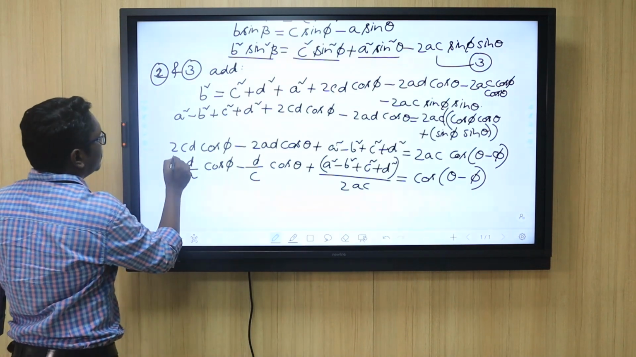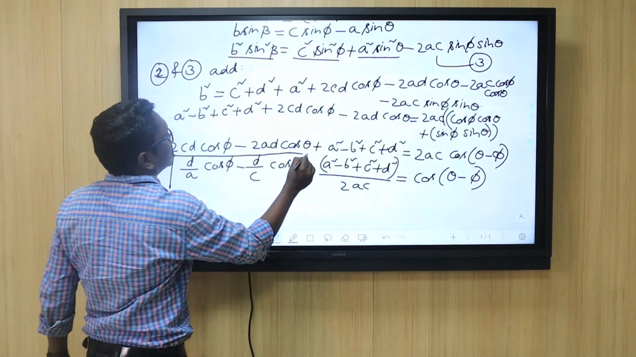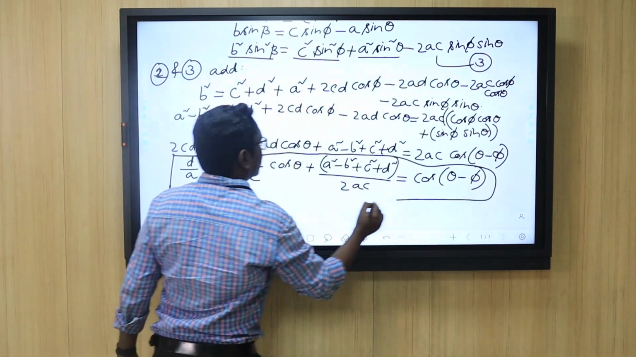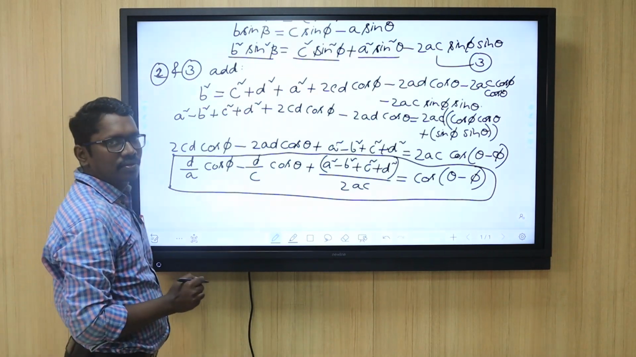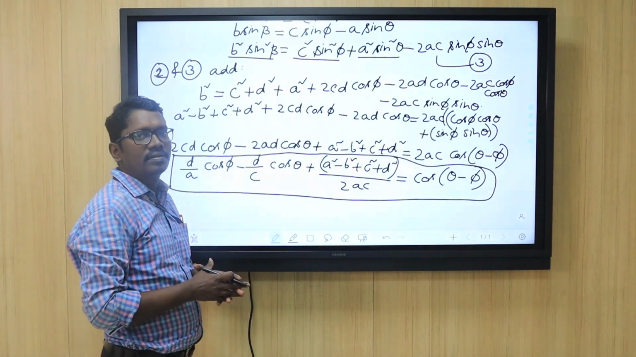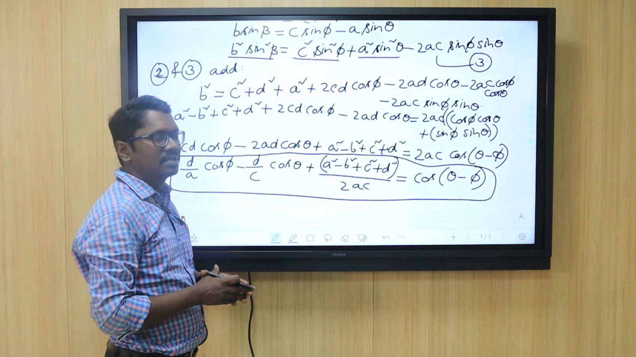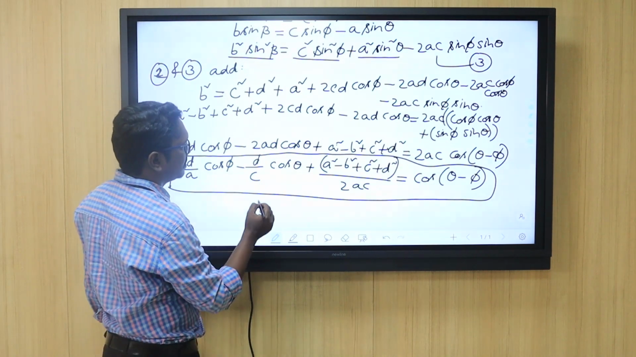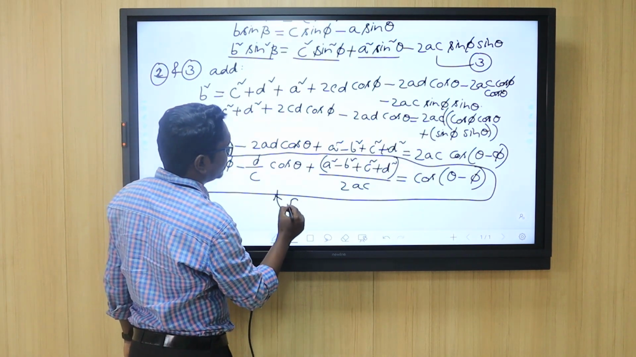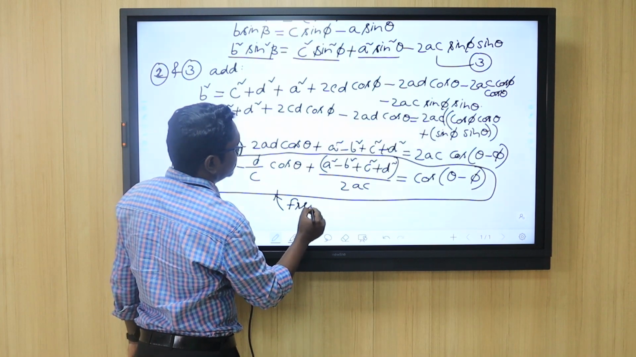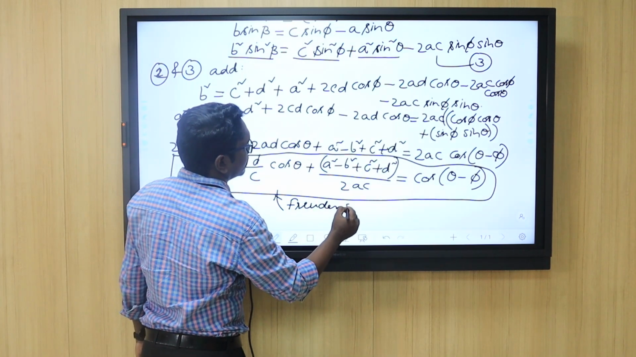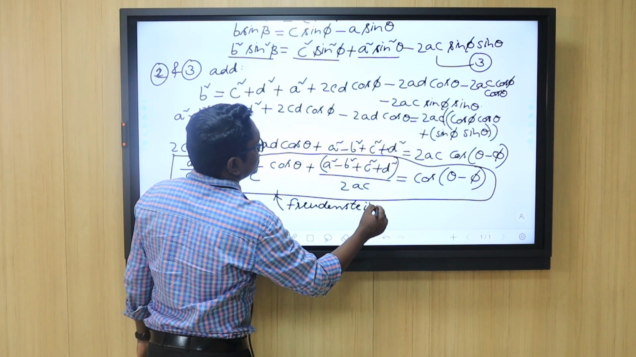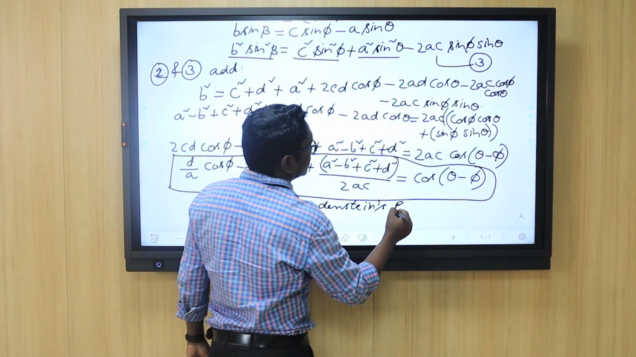So this equation will be known as Rudolph's equation. In order to get the magnitudes of all the links in a 4-bar mechanism, we have to use this particular equation. This equation will be called as Rudolph's equation.